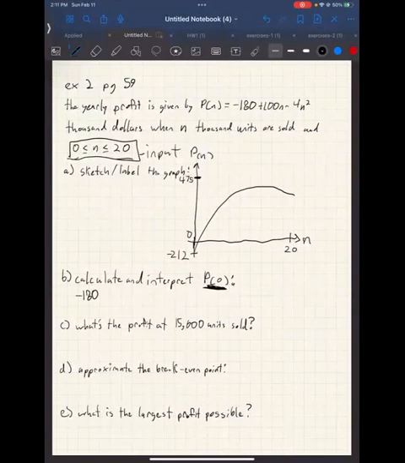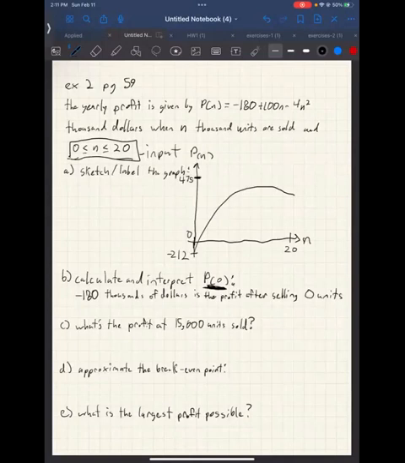So that is how we can calculate it, but this question also asks us to interpret what that means. So when we interpret, we are saying what does the input mean in reference to this output? So negative 180, well, the outputs of this function are thousands of dollars, so negative 180 thousand dollars is the profit after selling 0 units.